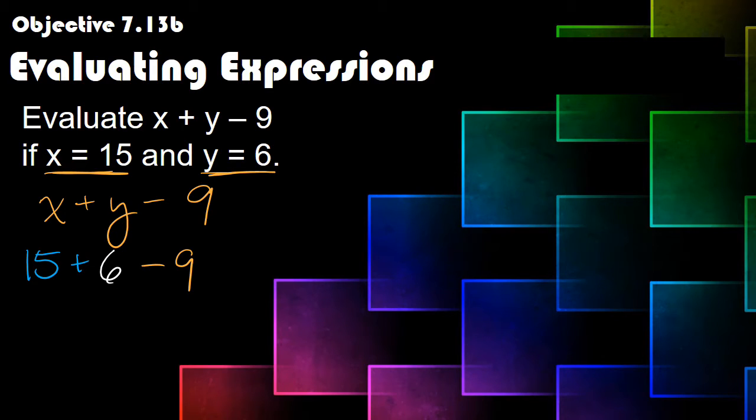So right there, the very first step is we replaced our variables with the known values, and now we're going to use order of operations to solve this. So we have 15 plus 6 is 21, minus 9, and simplifying it all the way down, 21 minus 9 is equal to 12.